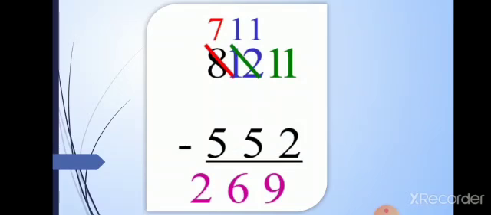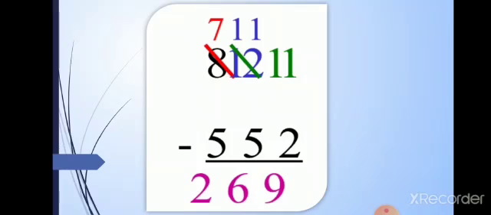Another example, we couldn't subtract 2 from 1 in the ones column. This is the ones column. We couldn't subtract 5 from 2. This is the tens column. So what we have to do, we just borrow from tens. It's 2. When we borrow it, this remains 1, and from this 2 we take 1 and write here. It's 11 now.